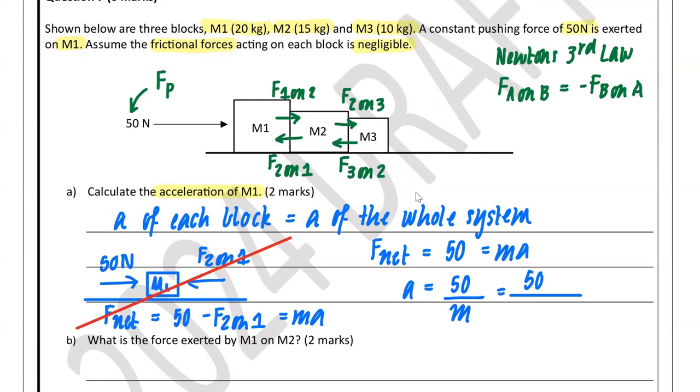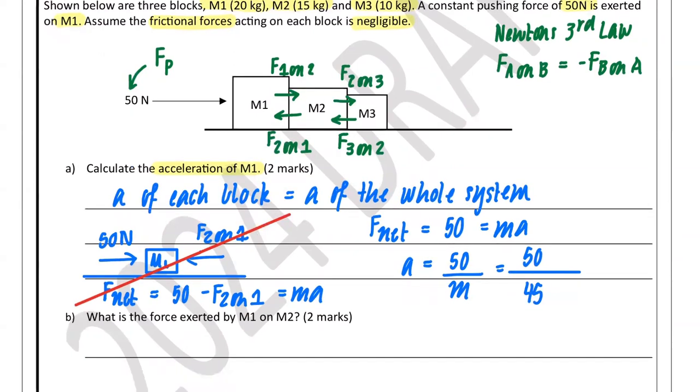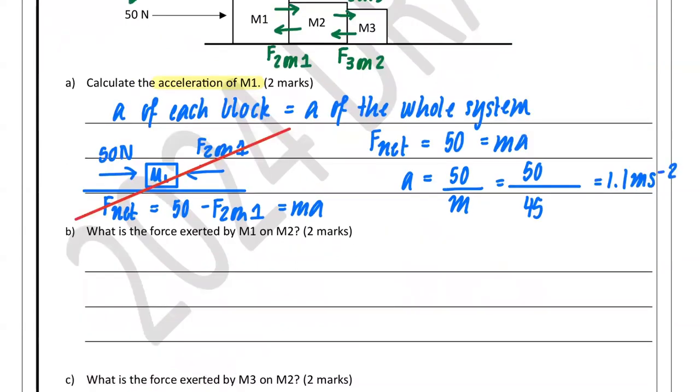Okay? So it's going to be 45. So in that case here, that's going to give me an acceleration of 1.1 meters per second to the power of -2. And there we have it. That's part A done. So now let's have a look at the next bit.